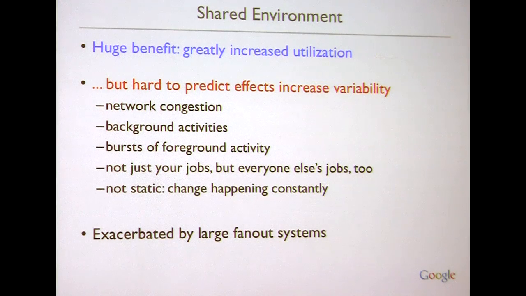And the variability increase is really a problem for interactive jobs. For example, some of the things that can increase variability are network congestion, background activities running on the machine, bursts of foreground activity, so some other job kicks up and all of a sudden starts to use 80 CPUs on the machine for a little while.